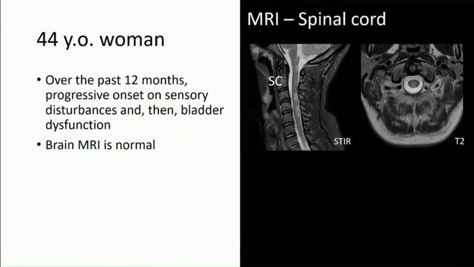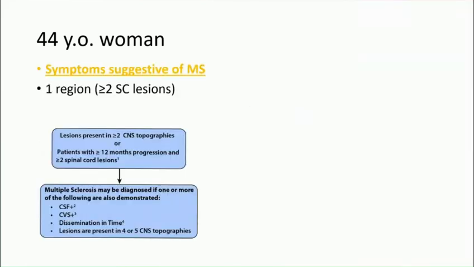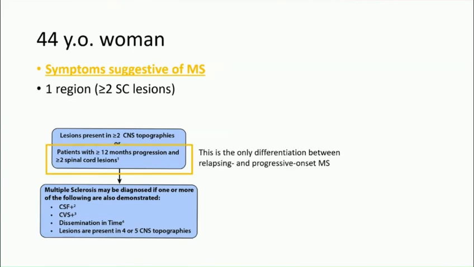This is a 44-year-old woman who presented with progressive onset sensory symptoms and bladder dysfunction. Brain MRI was absolutely normal, but spinal cord MRI showed multiple spinal cord lesions that, to be honest, look very typical, in the posterior part of the cord. Ovoid shape. So in this case, with the current set of criteria, we are able to do the diagnosis if we demonstrate positive CSF, central vein sign, dissemination in time, but of course we cannot demonstrate 4 or 5 topographies. Brain MRI, I told you, is normal.